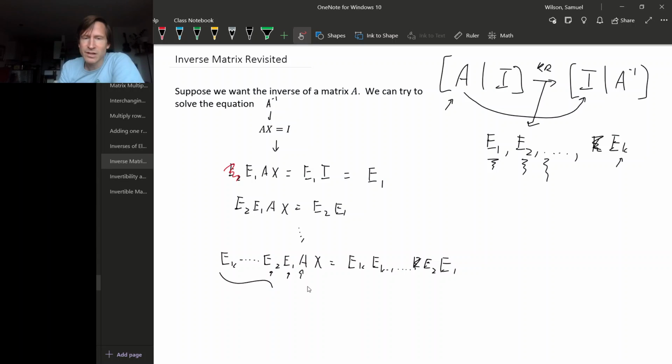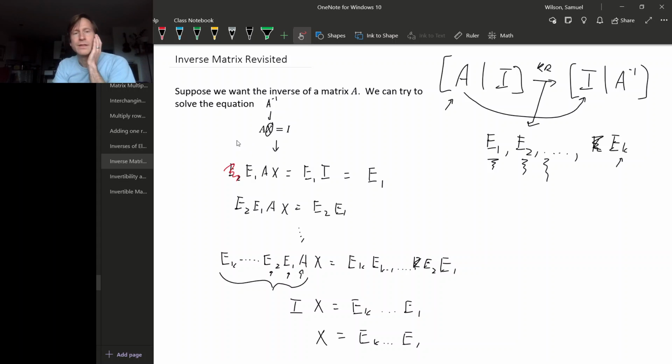So this big matrix product right here is the matrix A, but with all of these row operations done to it. But we're assuming that we can reduce A to the identity matrix. So if you start with A and do all these row operations, you just get the identity. So the identity times X equals E sub k down to E sub 1, and the identity matrix times X is just X. Okay, so we found a solution to this equation.